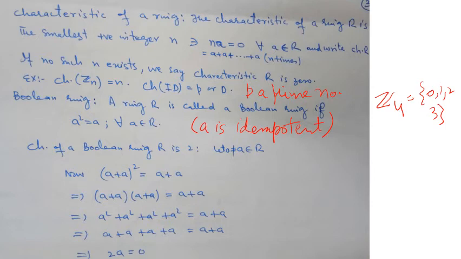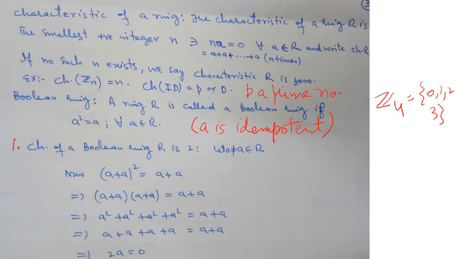So one fact about Boolean ring is: the characteristic of a Boolean ring R is 2. So we have to show that if a is a non-zero element of a Boolean ring R, then 2a equals 0. We have to show it. So we start with a in R, and we have (a plus a) square equals a plus a, because a plus a is an element of R and R is Boolean, so every element is idempotent, so a plus a is idempotent.